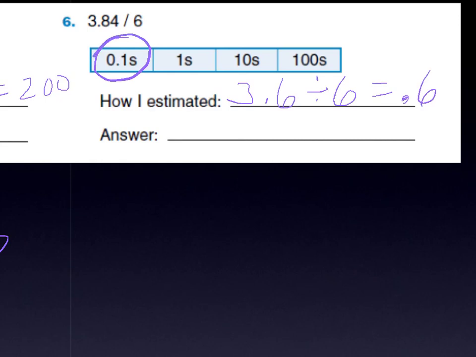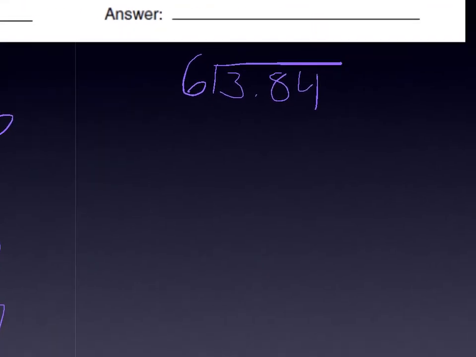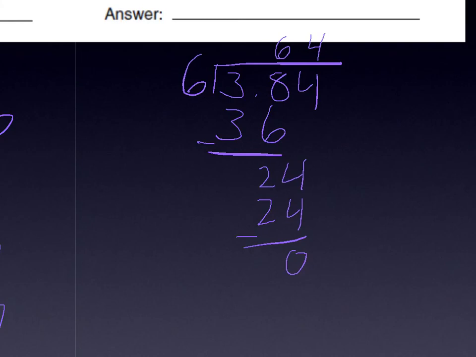Okay, so let me write out my actual division problem. And we will do long division for you long division peoples. Okay, let me roll it up. So 6 doesn't go into 33, so it goes into 38. 6 times 6 is 36. Subtract, I get 220, bring down the 4. 6 goes into 24 4 times. 4 times 6 equals 24. Subtract, I get 0.